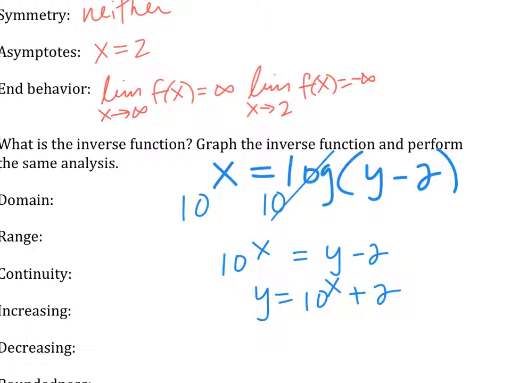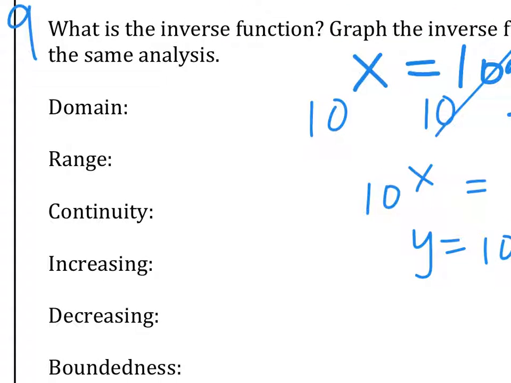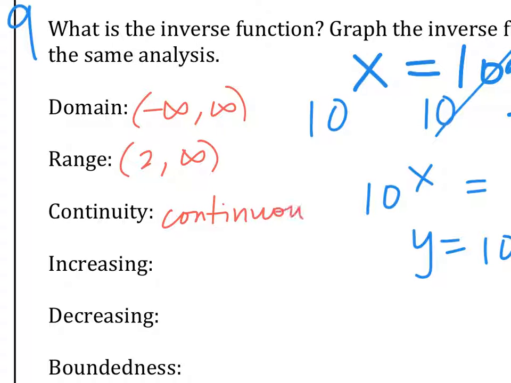Okay, let's start from the middle. Jinzi, can you give me the domain? All real numbers. Sophie, range? 2 to infinity. So domain and range switch. Gary, continuity. Continuous. Elizabeth, increasing.